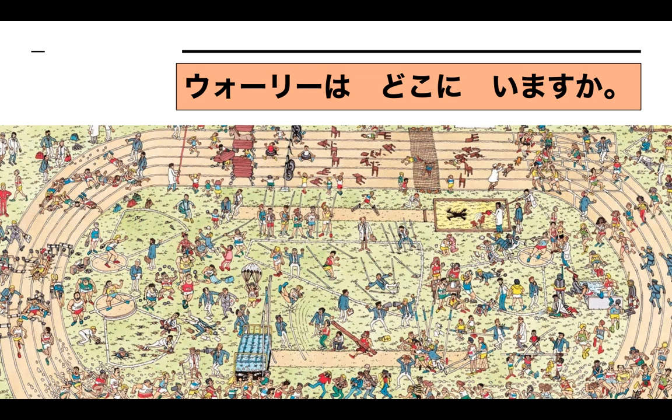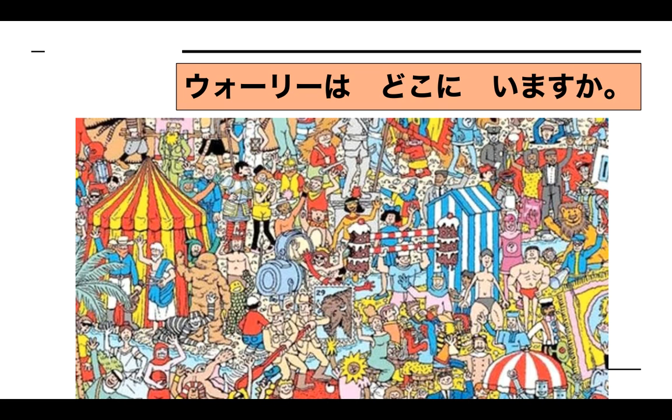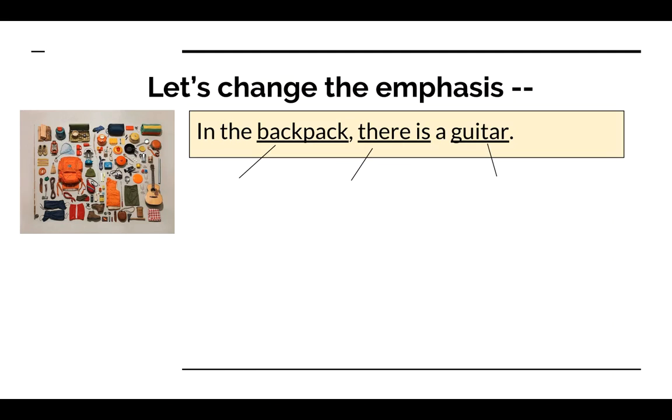ウォーリーはどこにいますか？そうです。ウォーリーはここにいます。じゃん。ウォーリーはここにいます。So, は the place にね。Next one. ウォーリーはどこにいますか？ウォーリーはどこですか？ウォーリーはここにいます。はい。では、I like for us to change the emphasis in our sentences.